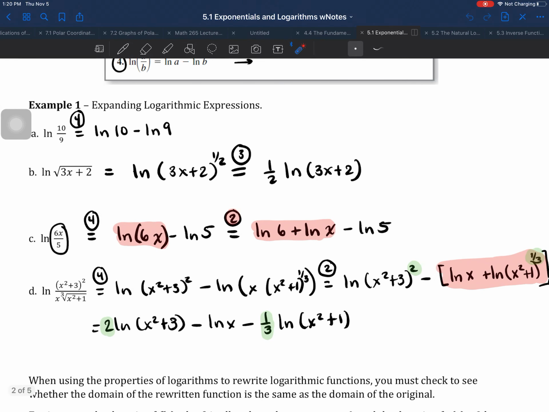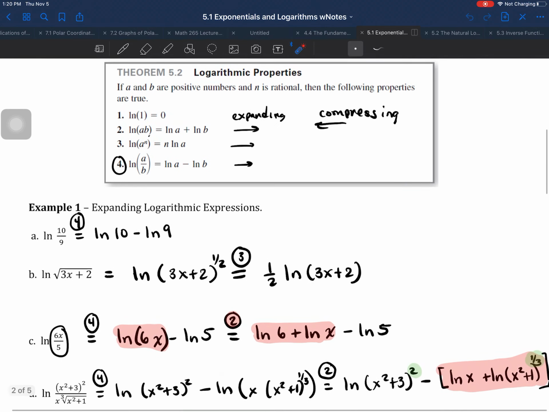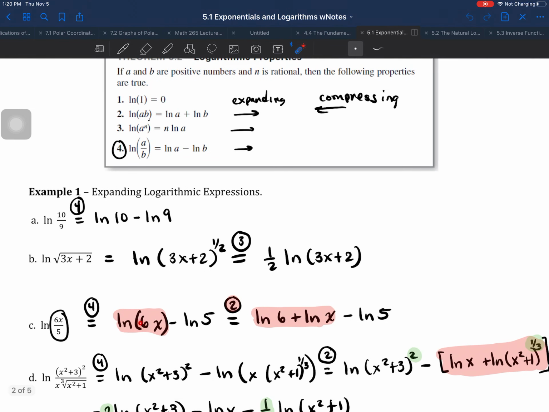Next one, for C, we have natural log of 6x over 5. 6x is the numerator, so we're going to have the natural log of the numerator minus the natural log of the denominator. This is using property number 4.